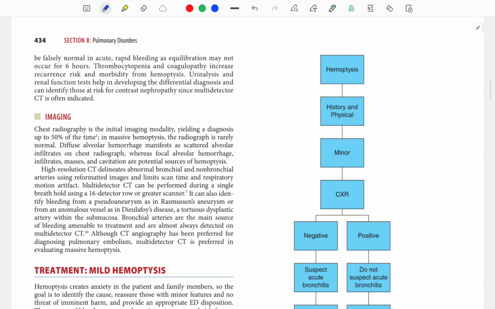How do you diagnose and treat a minor hemoptysis? You do history and examination, and if it is minor, you do a chest x-ray. If it is negative, suspect acute bronchitis and follow up with the primary care physician. But if the chest x-ray is positive, do not suspect acute bronchitis. Send CBC, KFT, urine analysis, coagulation profile, and follow up with pulmonology.